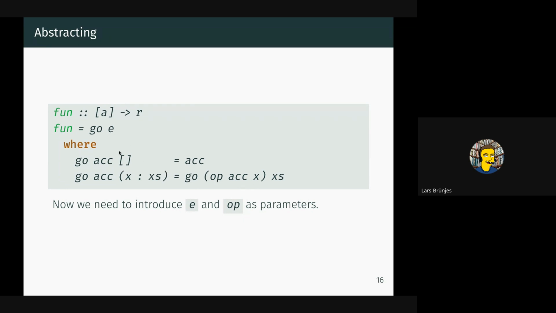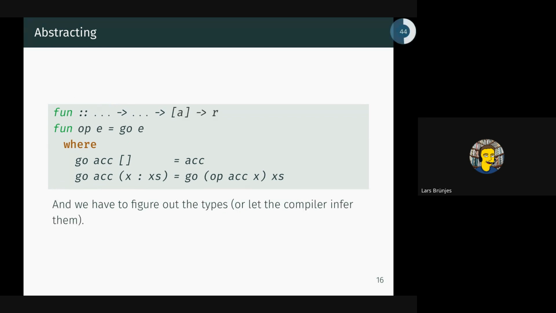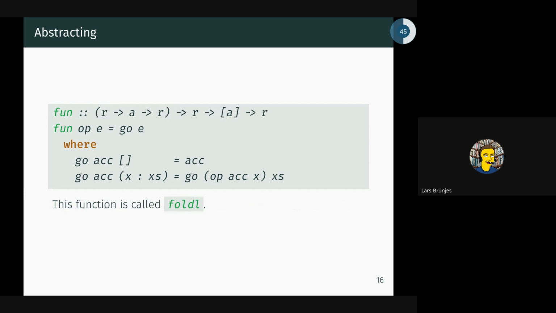Now, as before, this wouldn't compile because we mention E and op here, so we give new parameters to our function. We add this op and E. So now we can use E and op there, and now we can figure out the types. But if you do that, then you come to this.